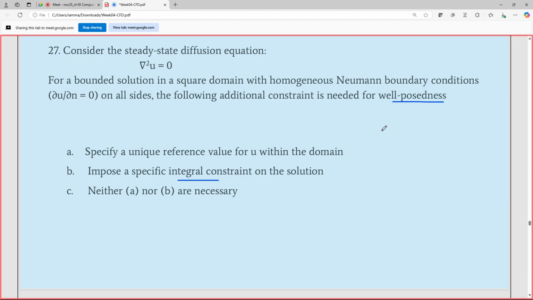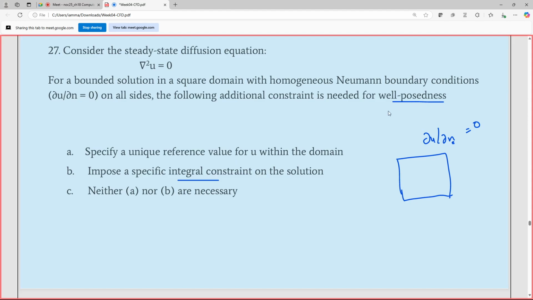So for this particular problem in a square domain, the boundary condition on all sides is given by dou u by dou n equal to 0. So this dou n will be replaced by x and y according to the boundary faces. So for the system to become well posed, which of the following additional constraints is needed?